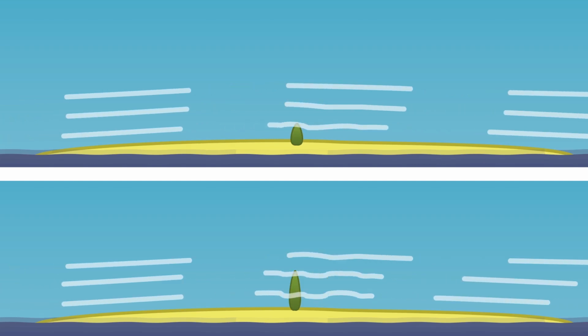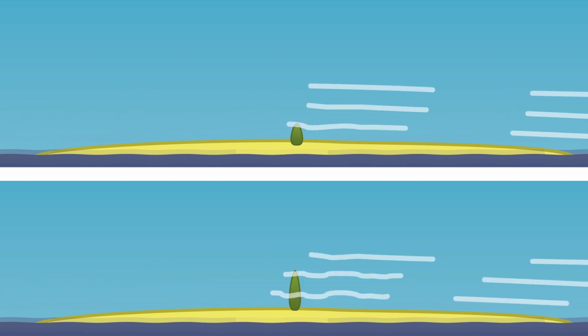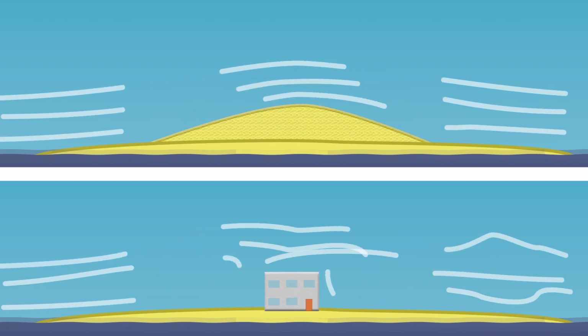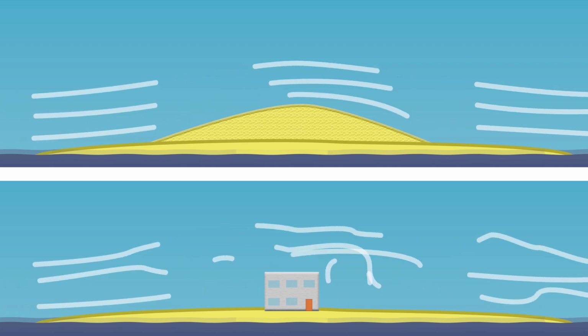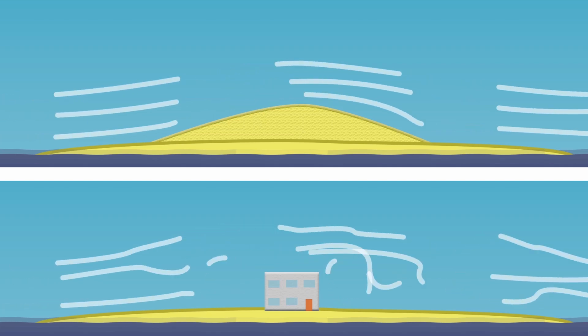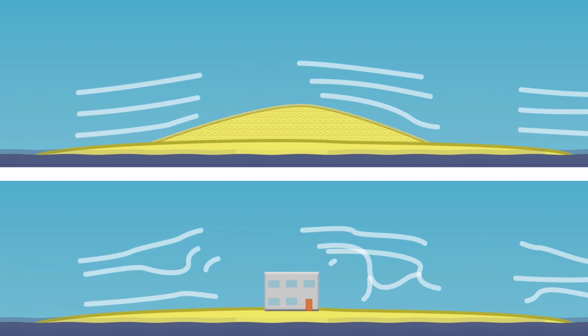The reality is far more complicated and depends on a number of factors. The shape of the object is very important. Gentle slopes with a smooth surface can create negligible turbulence. An angular shape or steep slope, however, creates a far larger turbulent zone.